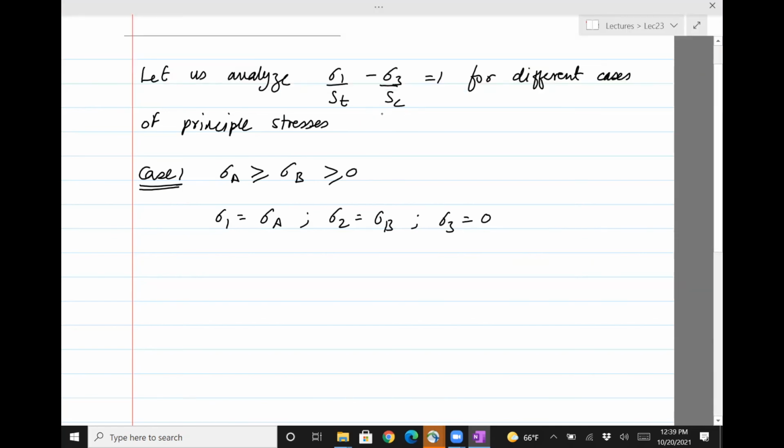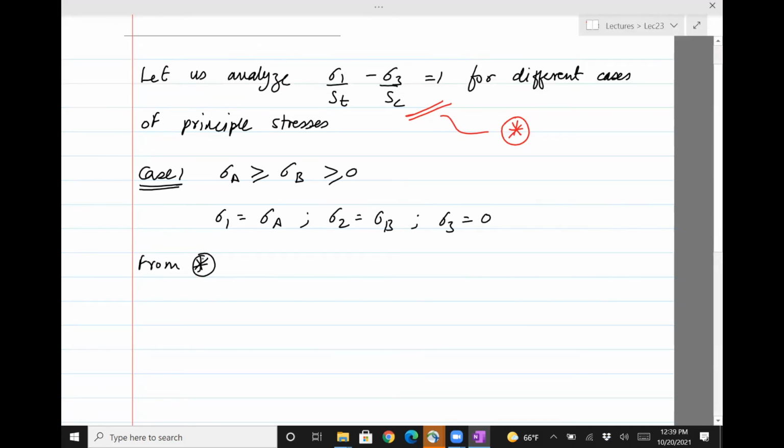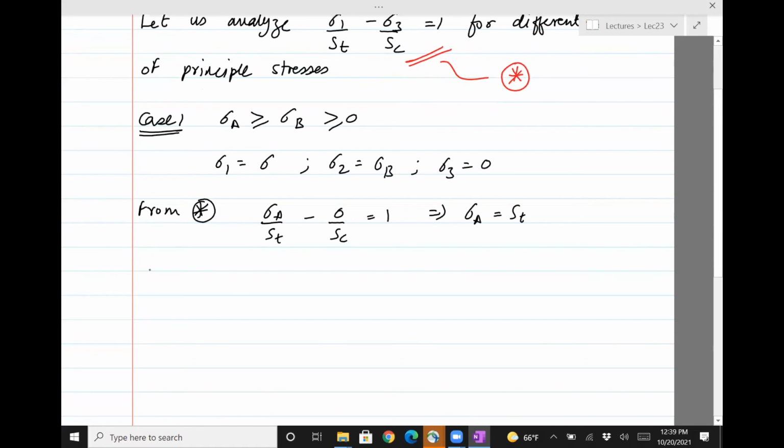So then from this theory, let's call this star. From the equation I highlighted, I just need to put sigma 3 equals 0, right? So if I put sigma 3 equals 0, I get sigma 1 is equal to sigma A. So it'll be sigma A divided by ST minus 0 divided by SC equals 1. And so the criteria would be sigma A equals ST.